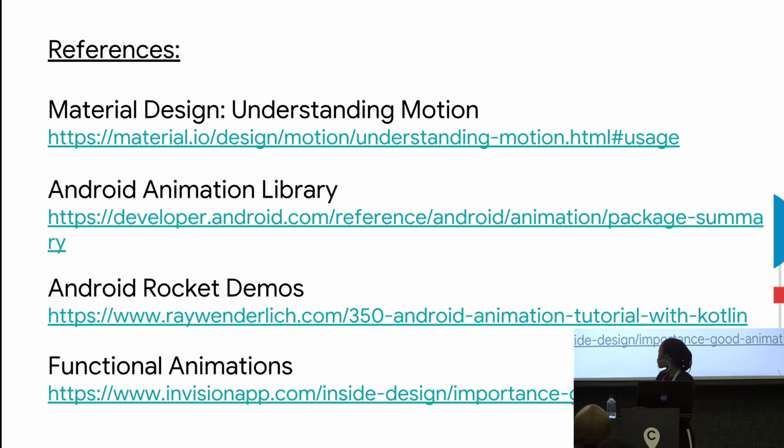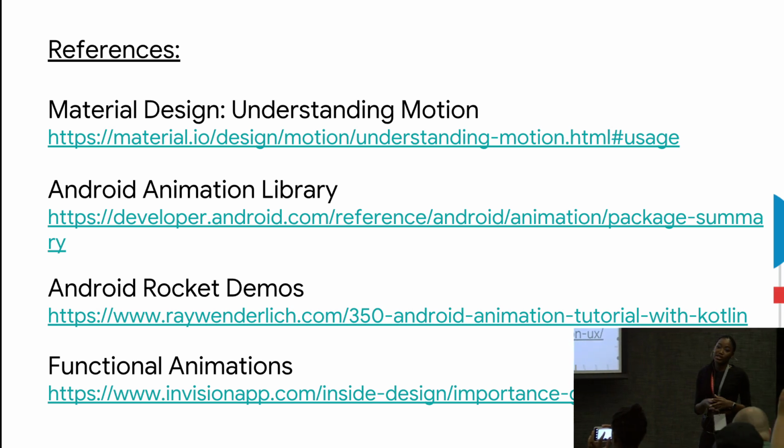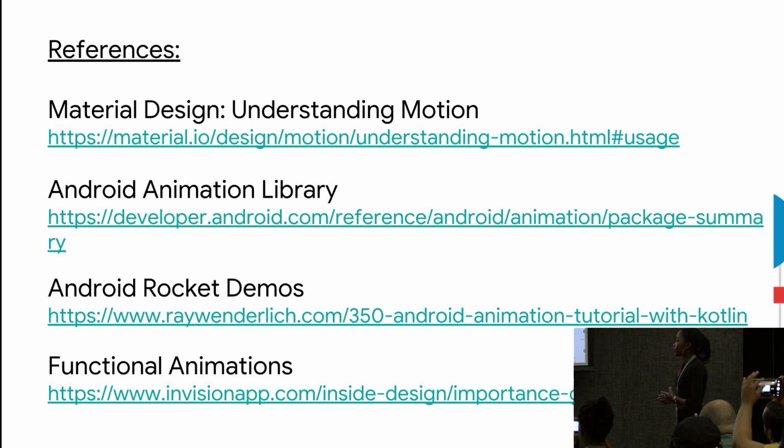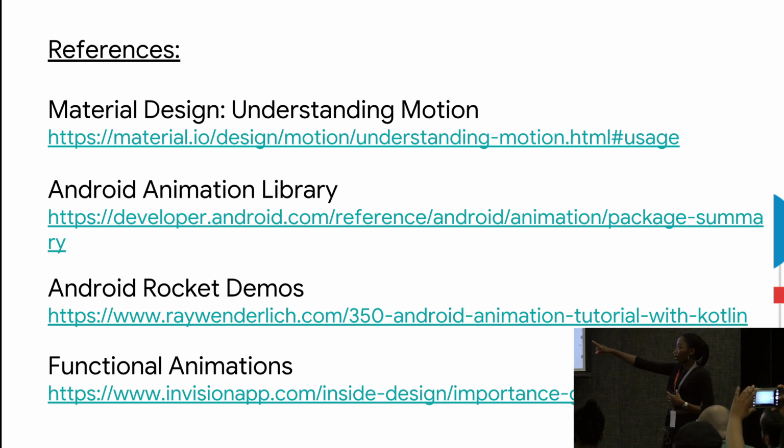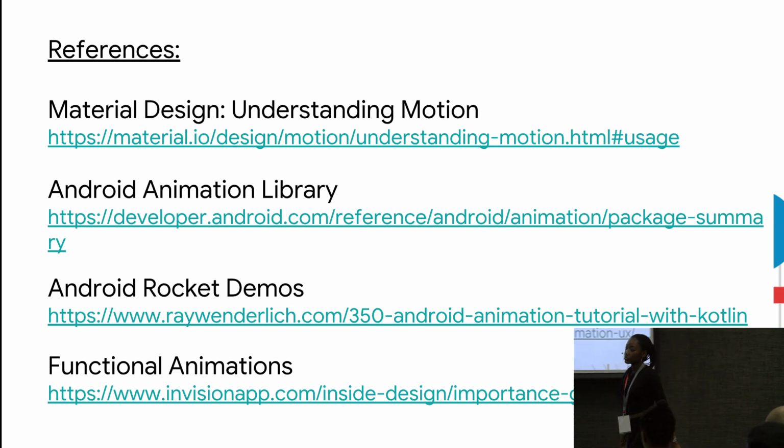So here are some of the references that I feel we can all look at before we try implementing animations. We have the Material Design Understanding Motion, which teaches you how to understand motion and how you should apply motion. We have the Android Animation Library, that's the link over there. And our Android demos can be found with that tutorial with Kotlin. And for functional animations, you can just go to the Envision app for more details.